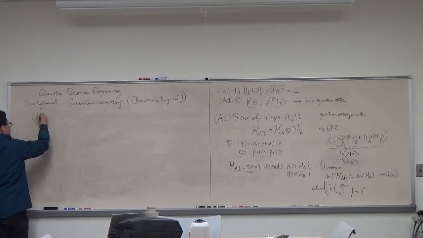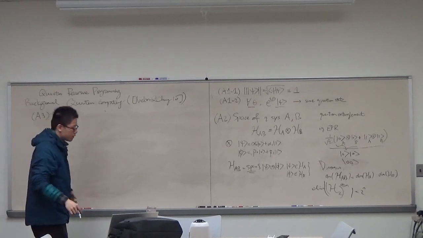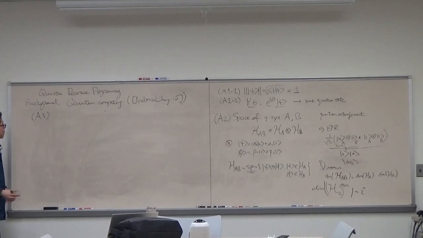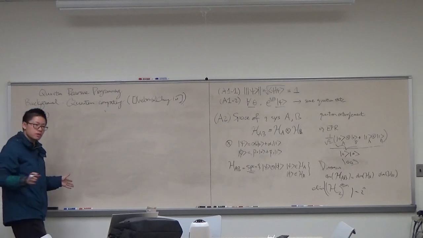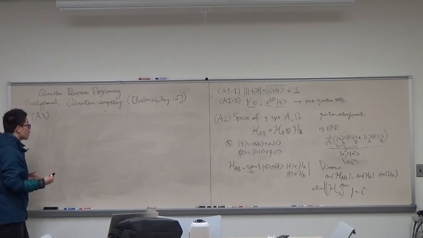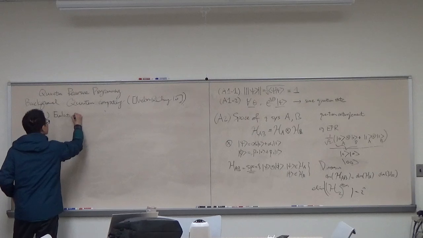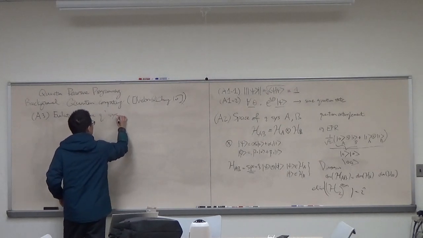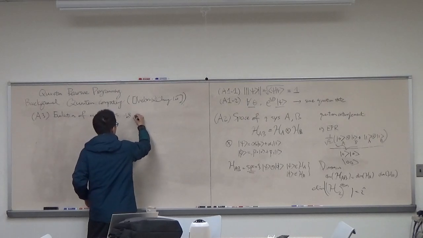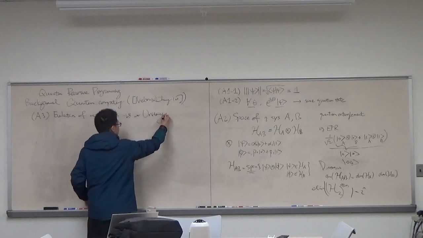The third axiom is about operation, and here we only consider one type of operation, called unitary. It describes the evolution of a closed quantum system. This is the evolution of a closed quantum system by a unitary operator, U.